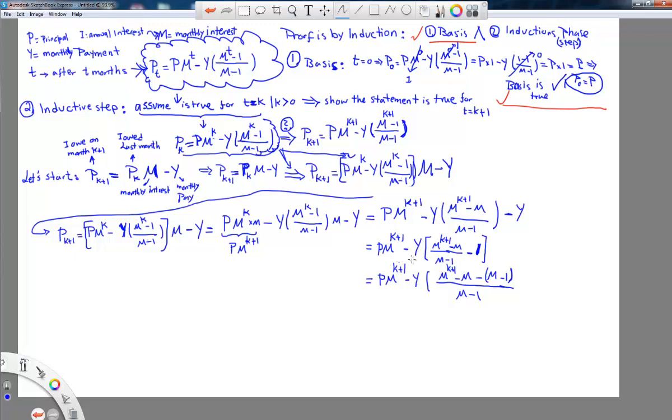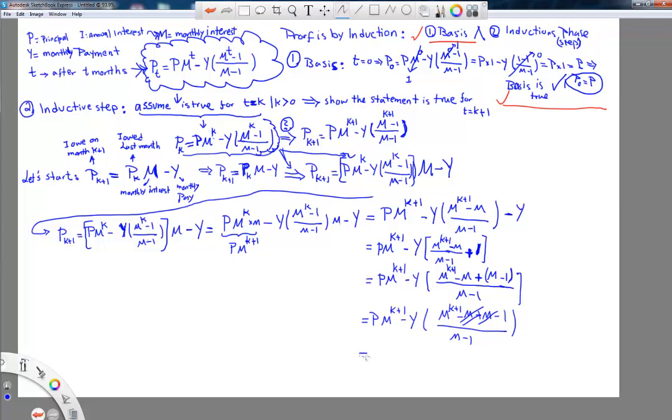Again, I made another mistake. So this is going to be plus, and this is going to be plus. There you go. Much more like it. So when I factor minus y out, it's m to the k plus 1 minus m over m minus 1, plus 1. So then this is going to be p times m to the k plus 1 minus y times m to the k plus 1 minus m plus m minus 1, over m minus 1. So minus m and plus m cancel out each other.